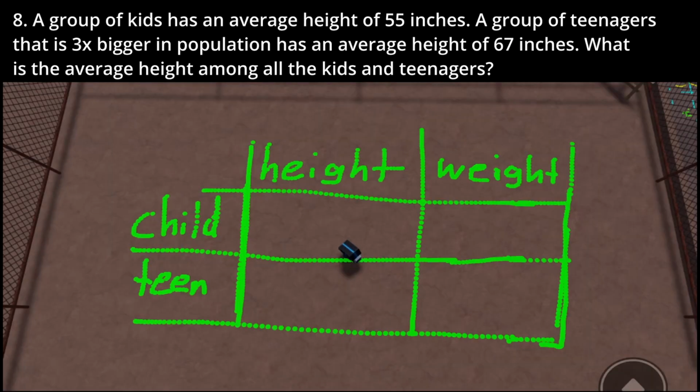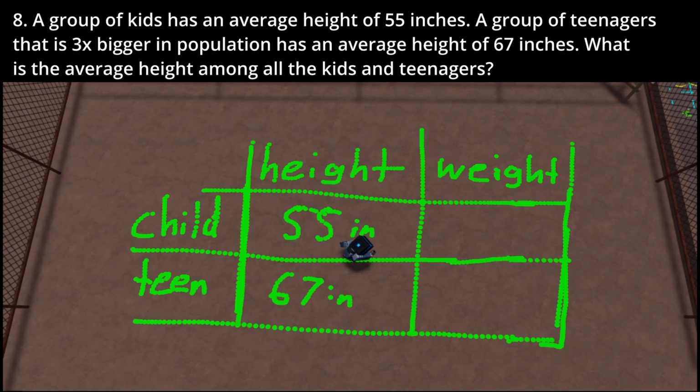In this problem, it says that a group of kids has an average height of 55 inches. A group of teenagers that is 3 times bigger in population has an average height of 67 inches. What is the average height among all the kids and teenagers? To this problem, I'm going to fill in this table here. So it says that the children have an average height of 55 inches. And the teenagers have an average height of 67 inches.